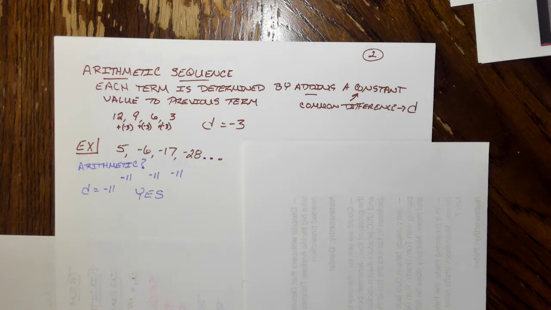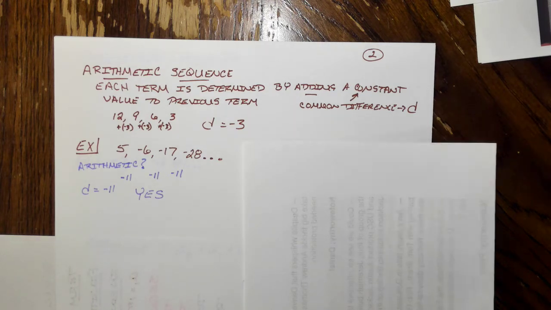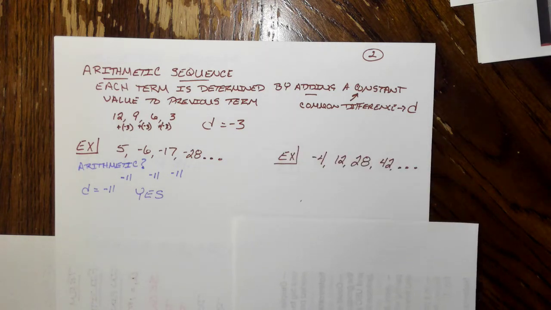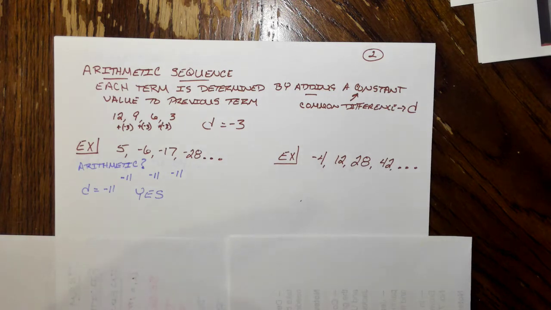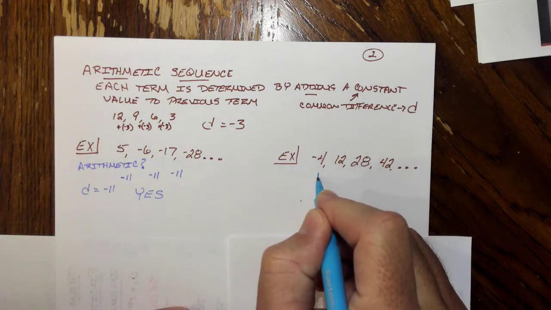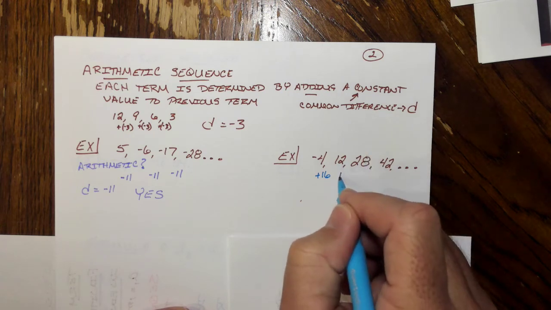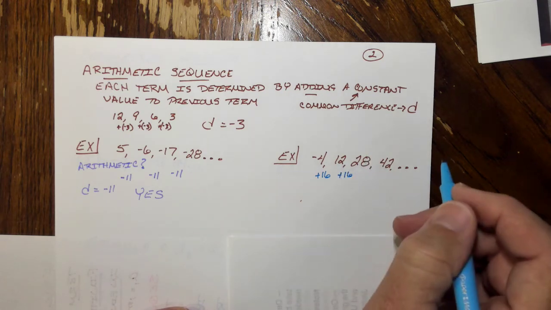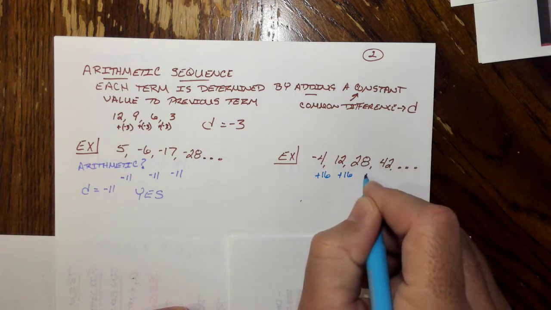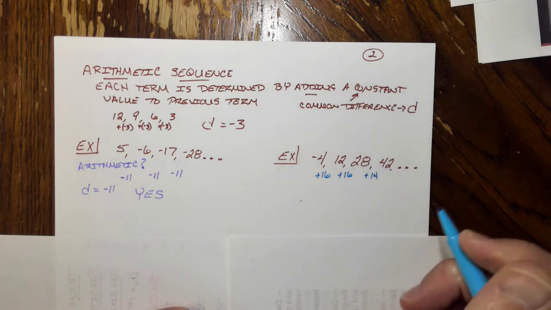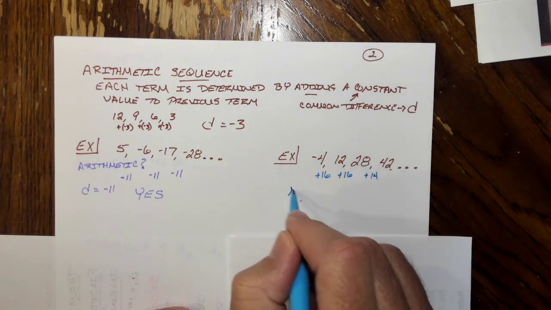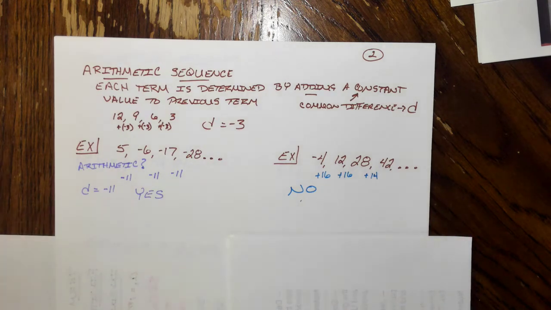Okay. So let's look at this example. Is this arithmetic? Same thing. Look and see if you've got a pattern as we do this. Well, from negative 4 to 12 is adding 16. From 12 to 28 is adding 16. And from 28 to 42 is adding 14. So no, this is not arithmetic. Plain and simple. How do you tell if it is or isn't?